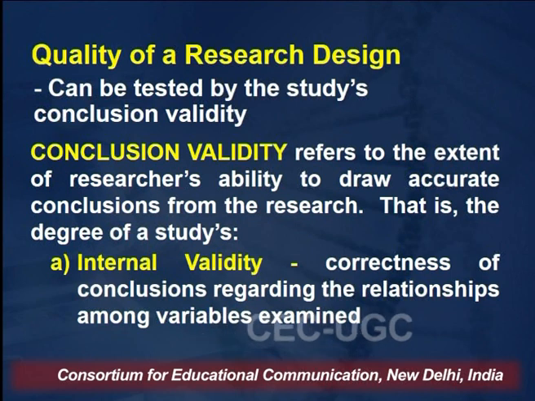So what do you mean by internal validity? Internal validity is the correctness of the conclusions regarding the relationships among the variables examined. Now what are these variables that are examined? So the quality of a research design is whether the research findings accurately reflect how the research variables are really connected to each other. Now I will take a pause here in the research design and explain certain key terms.